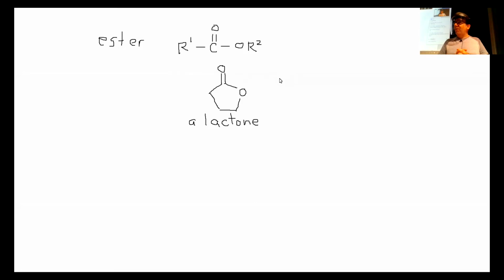Good, and one of the most common ways of making esters is through a kind of nucleophilic substitution reaction on a carboxylic acid. And we're going to look at a few examples of these. I think we mentioned these earlier. These we could call nucleophilic acyl substitutions. I'll write that down in a moment.